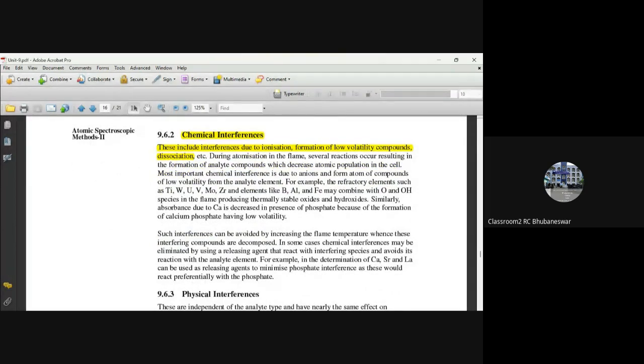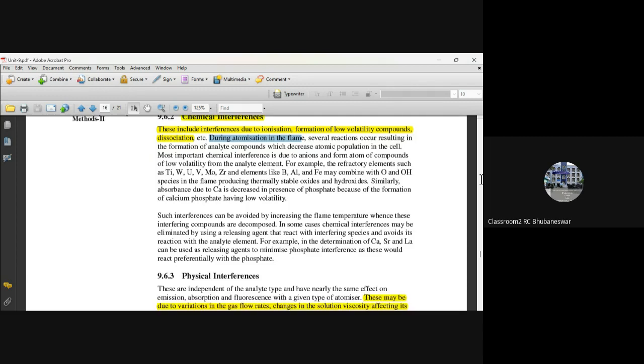Based on this, one next SOQ question is there for you: these include interference due to ionization, formation of low volatility compounds, dissociation, etc. I'm discussing this part because in a subsequent SFQ there is a question related to it. During atomization in the flame, several reactions occur resulting in the formation of analyte compounds which decrease the atomic population in the cell. The most important chemical interference is due to anions that form compounds of low volatility from the analyte elements. If you see this example, it will be clear.